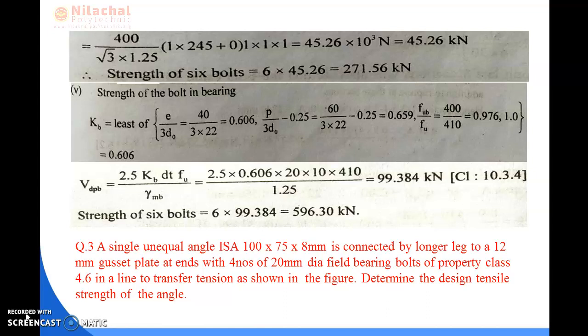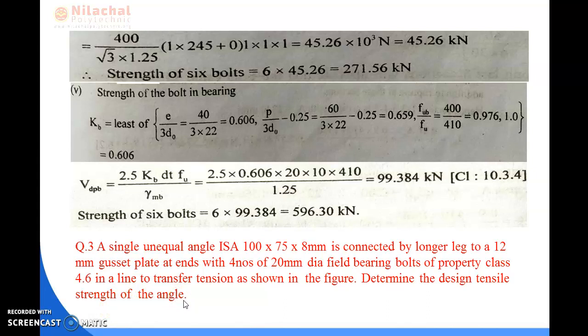So here is your question: a single unequal angle ISA, which is Indian Standard Unequal Angle Section, of dimension 100 into 75 into 8 mm, where 75 is the width or length of the leg of the angle section, and 8 mm is the thickness of the angle section, which is connected by the longer leg to a 12 mm gusset plate. It ends with 4 numbers of 20 mm dia field bearing bolts of property class 4.6 in one line as shown in the figure. Determine the design tensile strength of the angle section.